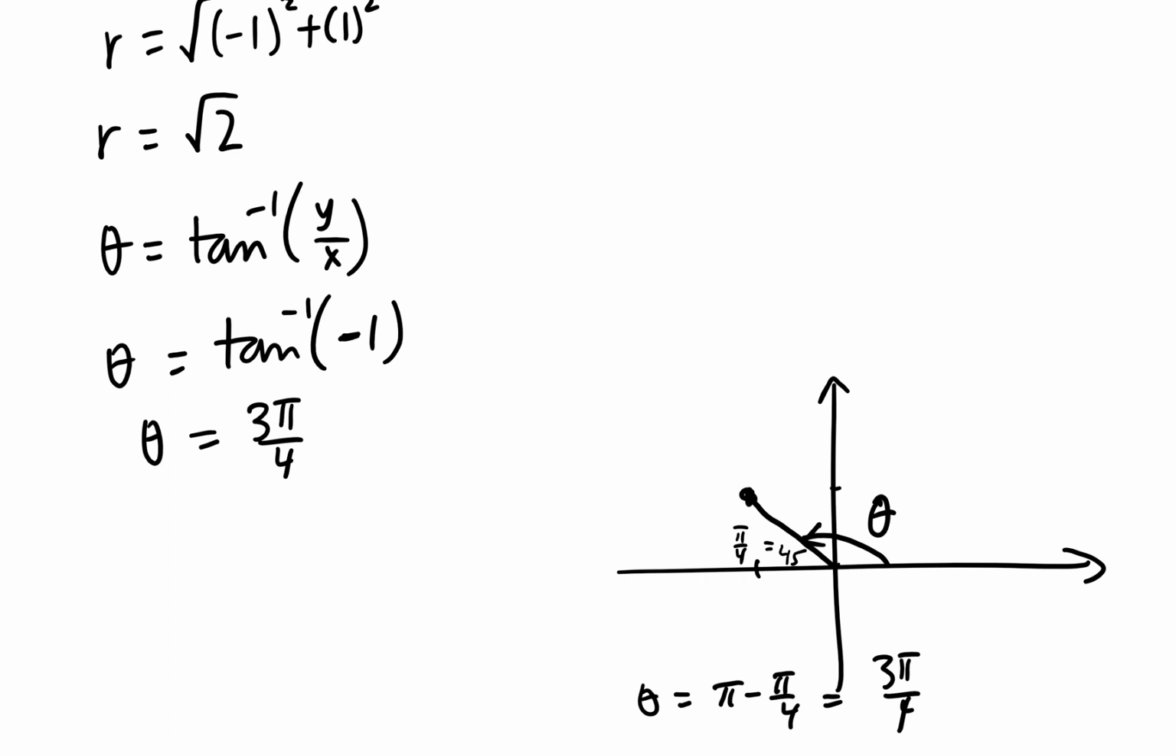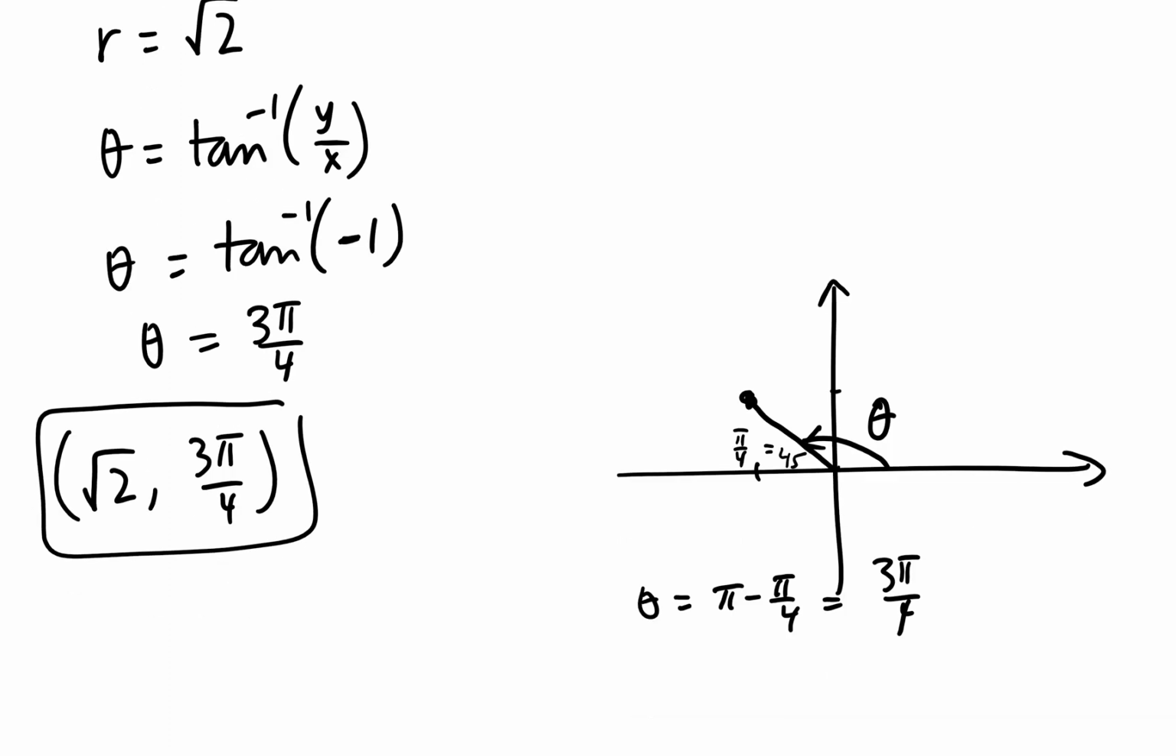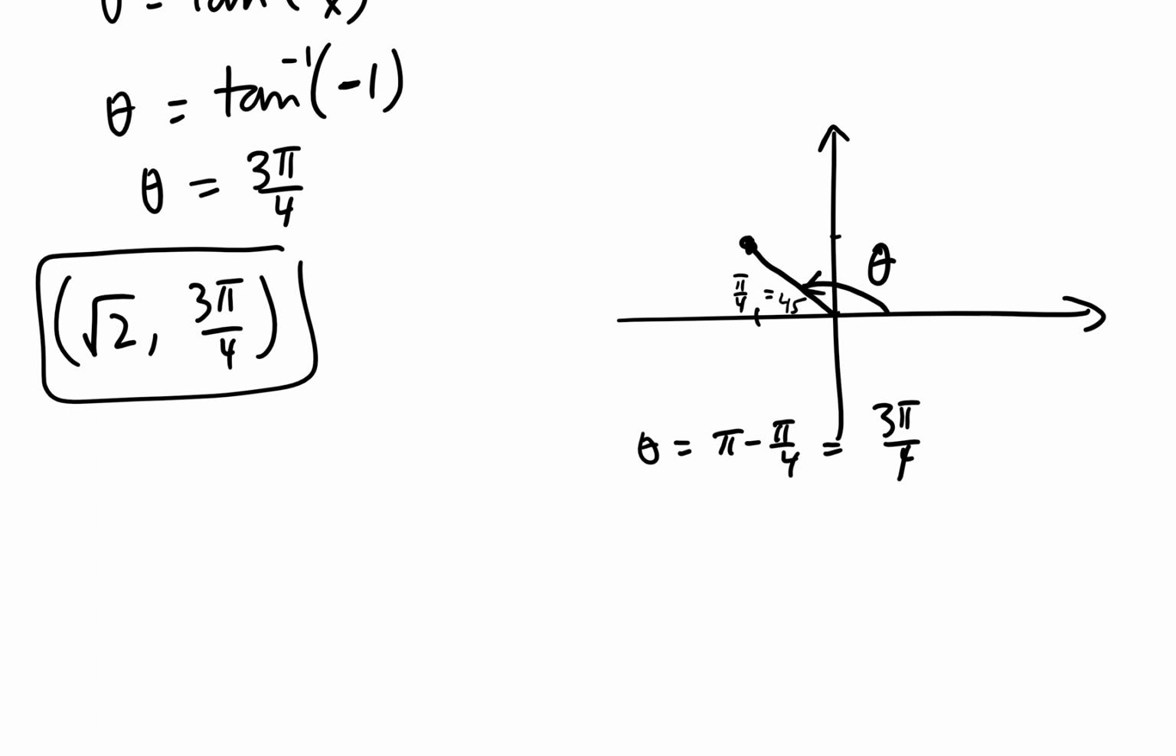So I found r and theta. r is square root of 2 and theta is 3 pi over 4. So that point, negative 1, 1, is equivalent to square root of 2 comma 3 pi over 4 in polar.